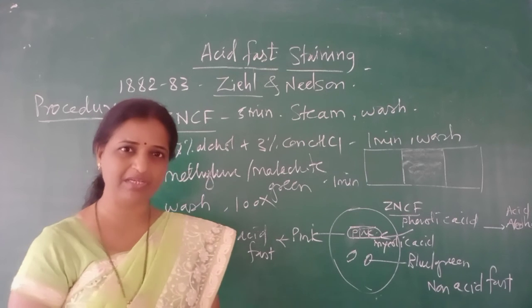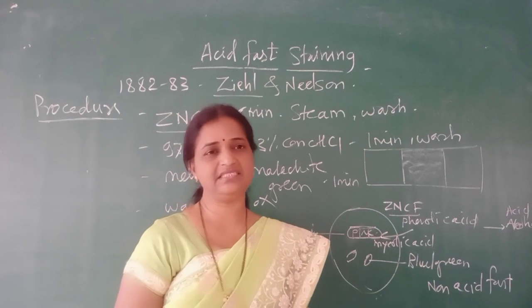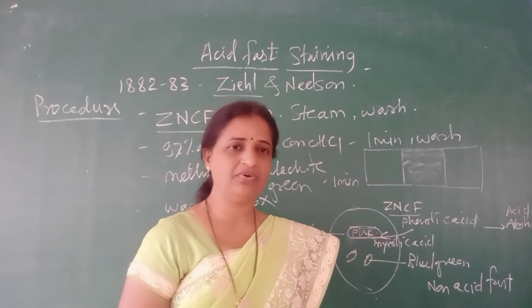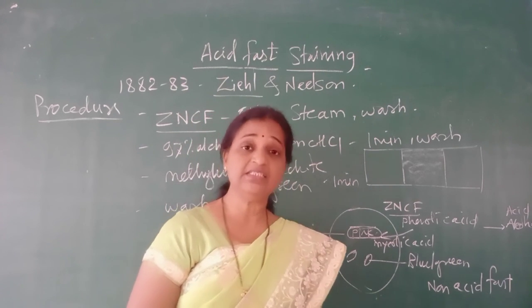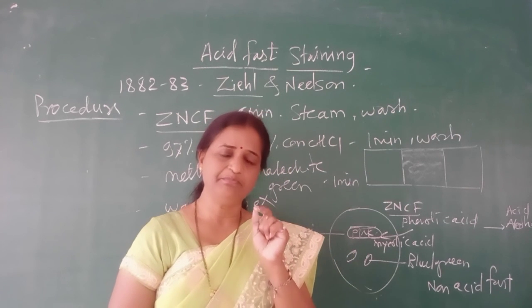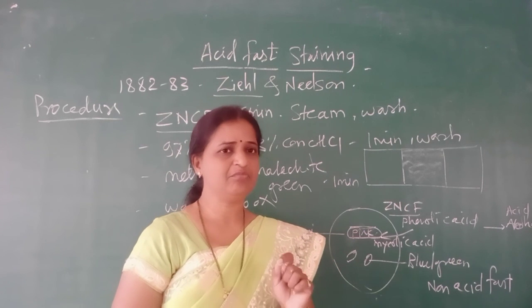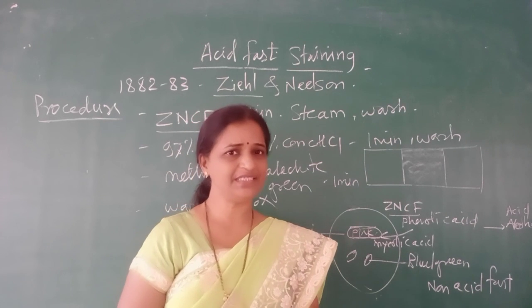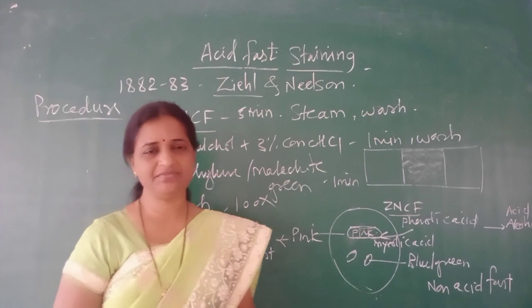So that is the simple mechanism behind acid fast staining, and this staining is an example for the diagnosis of tubercle bacteria. When you observe the sputum of a TB patient, you will get pink colored rods. If pink colored rods are present, you can say that Mycobacterium tuberculosis, acid fast bacteria, are present in the sample. So that is about acid fast staining.